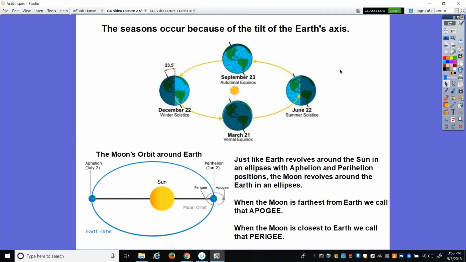Seasons occur because of the tilt of the Earth's axis. As you see here, as the Earth revolves around the sun, the axis does not change. It's always tilted at about 23.5 degrees. In the summer, the Earth's axis points the northern hemisphere towards the sun. So we would be warmer, and so we would be having summer. Alternatively, the southern hemisphere is pointed away from the sun and would be experiencing winter.